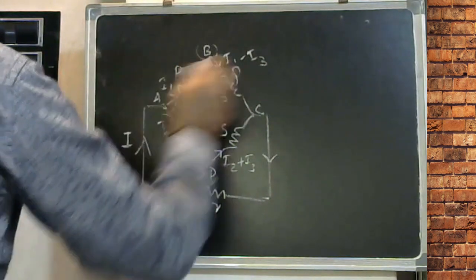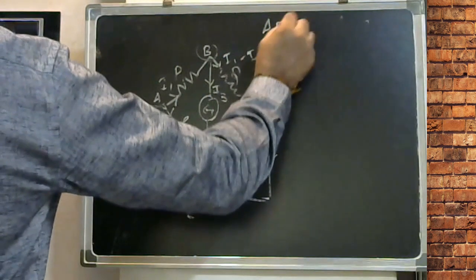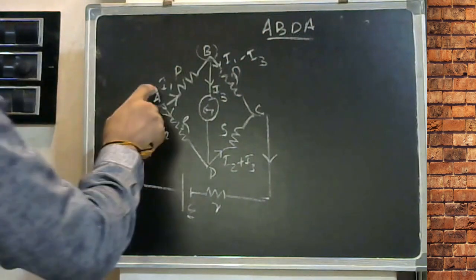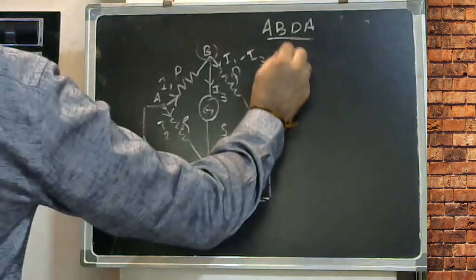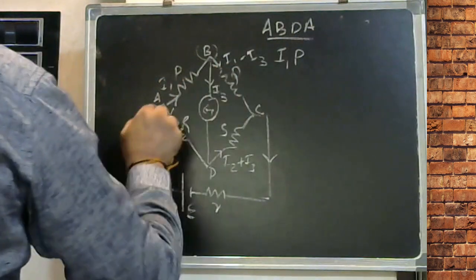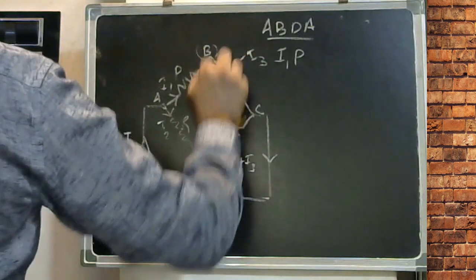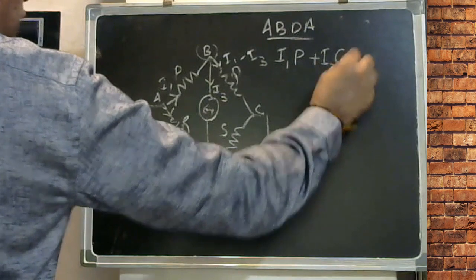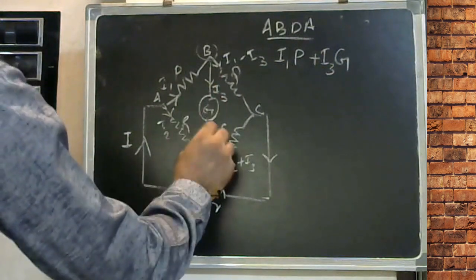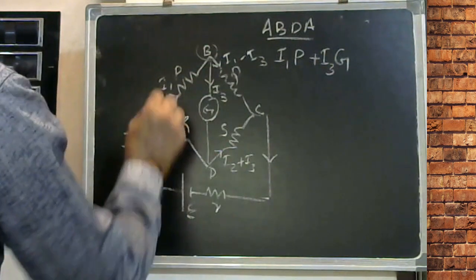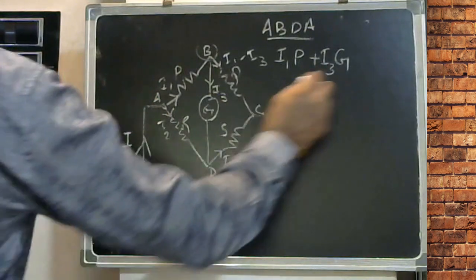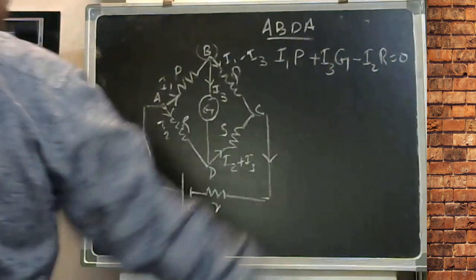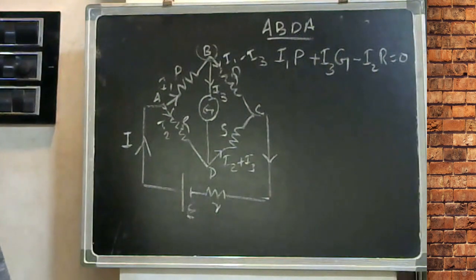We take 2 loops now. We'll take the first loop A, B, D, A. This is an unbalanced condition I'm taking, so current is still flowing everywhere. I'll start from A, take the voltage drops and apply the second law. So IR: I1P, I'm taking plus because the current is with me. Then I take it down, current is with me, I3. Let's take the resistance of the galvanometer to be G. So I take IG, the resistance of the galvanometer. Then I go from D to A. I'm going D to A, but current is coming from A to D, so minus I2R equals 0. So this is my first equation, which is loop ABD.